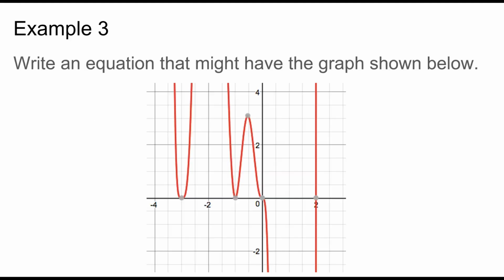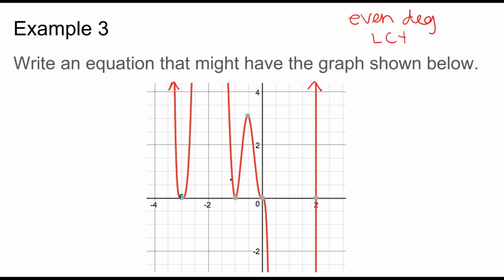So it says to write an equation that might have the graph shown. So we want to take a look at the end behavior to determine the degree and the leading coefficient, and we also want to take a look at the number of turning points to figure out the maximum degree. So we've got end behavior going up and up, so we know it's going to be an even degree, leading coefficient positive. Let's take a look at the zeros.